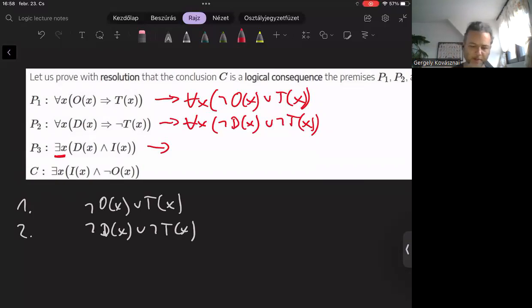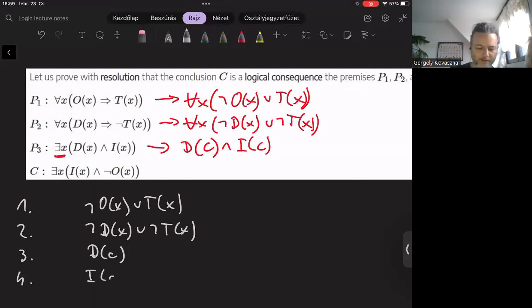So basically, we just eliminate the quantifier in front and then substitute a brand new constant, let's say C, into both occurrences of x. Okay, this is a CNF. This CNF consists of 2 clauses. The first clause is D of C. The second one is I of C.